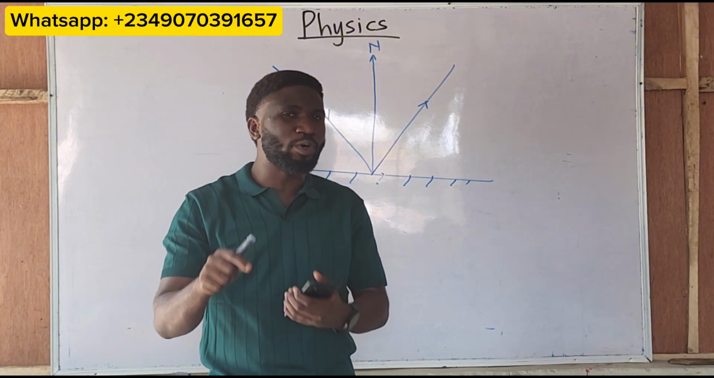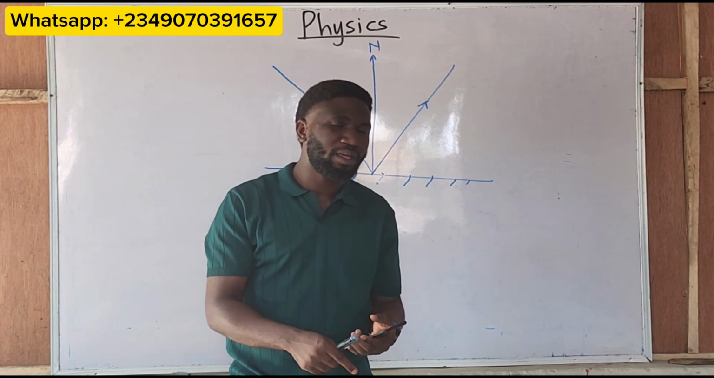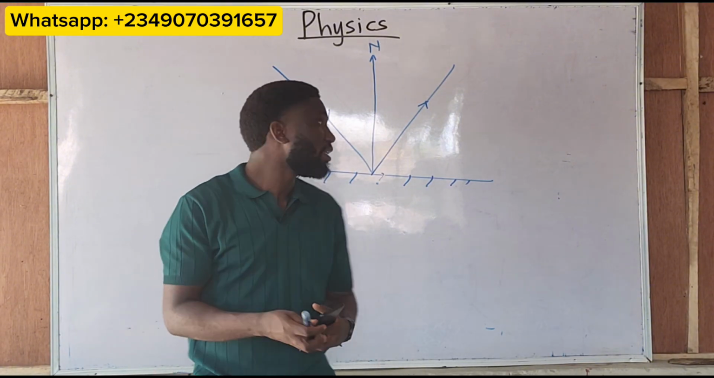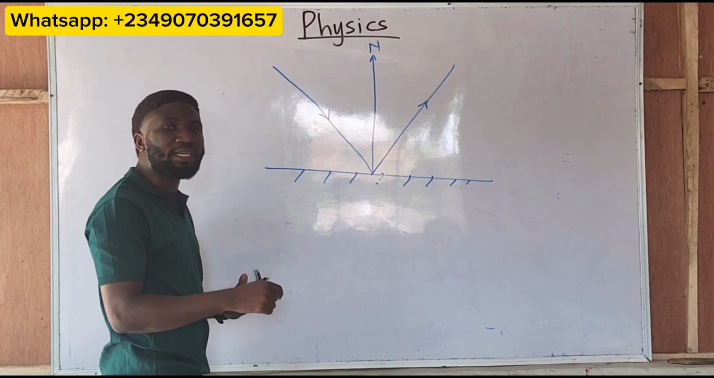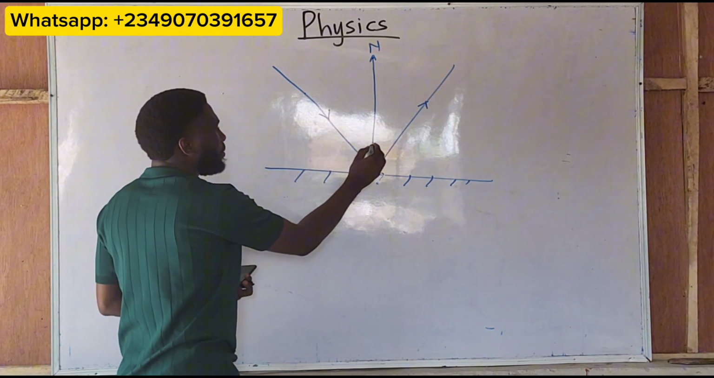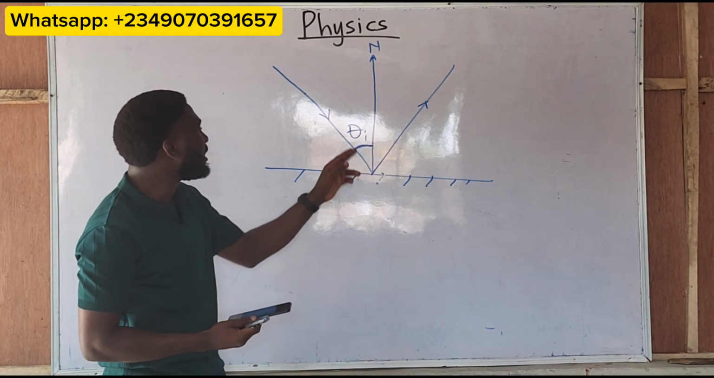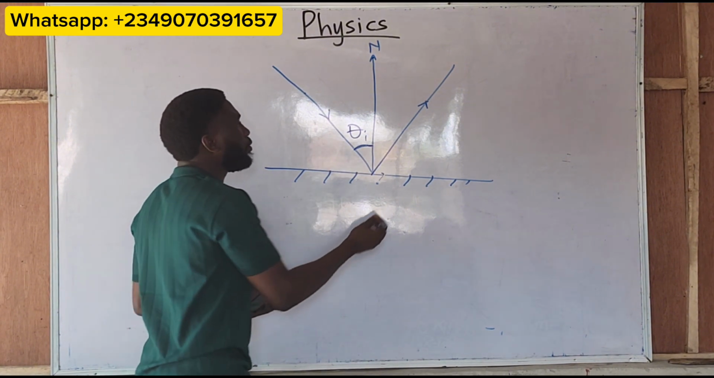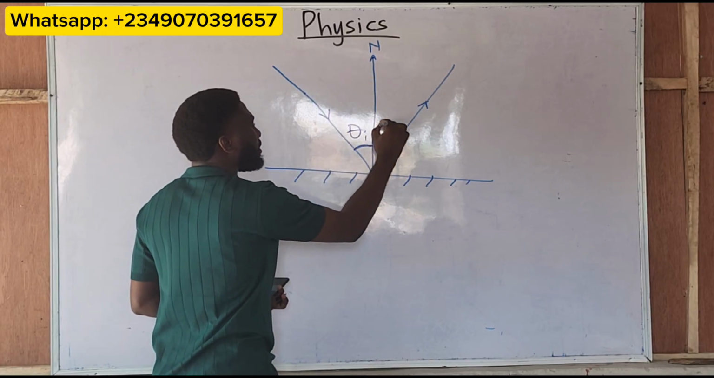What do we call the angle of incidence? There is a difference between angle of incidence and the incident ray, and also there is a difference between angle of reflection and the reflected ray. This is the incoming ray of light, which is the incident ray. What then do we call the angle of incidence? The angle of incidence is the angle between the normal and the incident ray. That is from here to here. That is what we call the angle of incidence. And also the angle between the normal and the reflected ray is known as the angle of reflection.